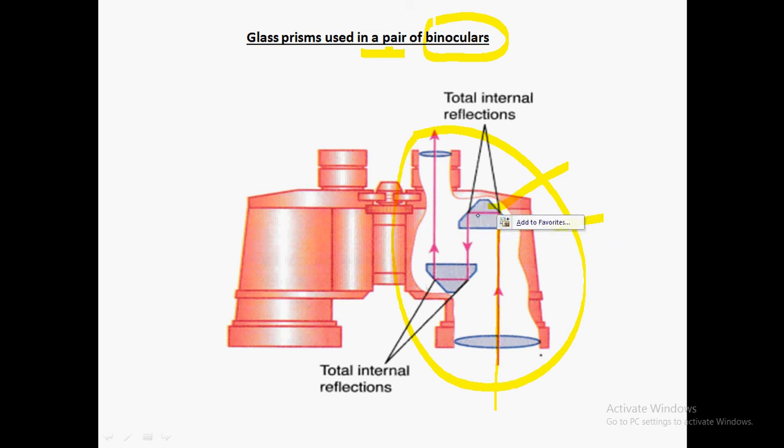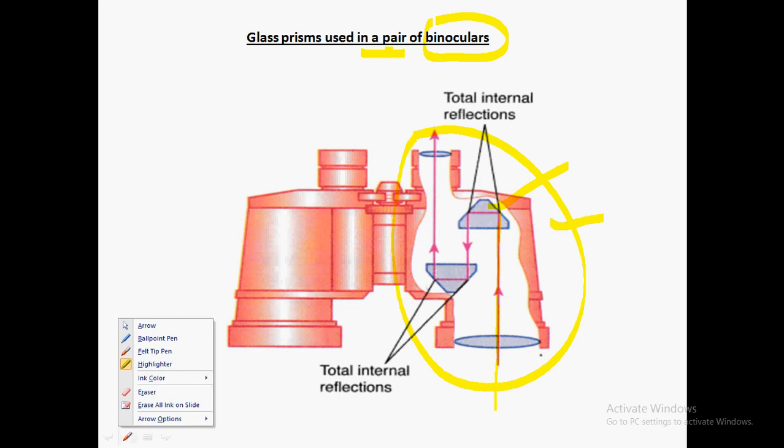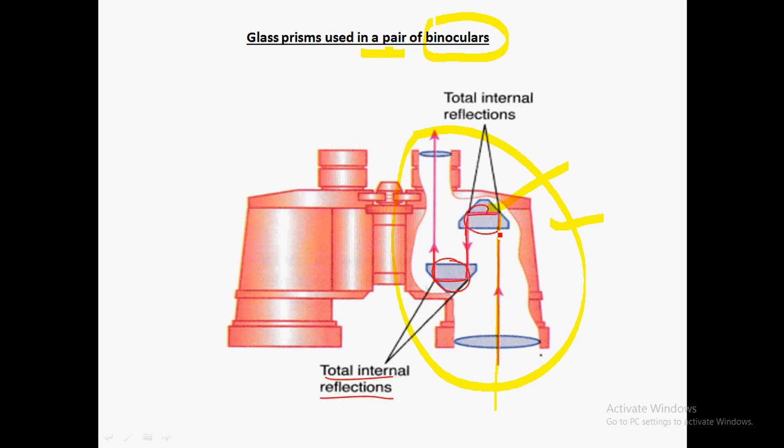it reflects inside, reflects inside again, and enters into the other prism which is kept opposite, and reflects. See here, the concept of total internal reflection inside itself. These are the concepts we use in binoculars. So the technology we use in the optics of binoculars is total internal reflection technology.